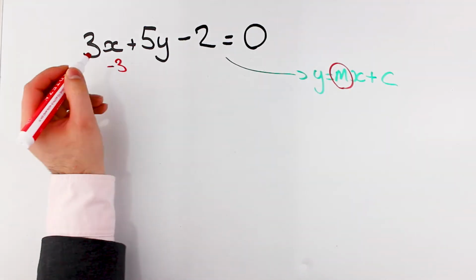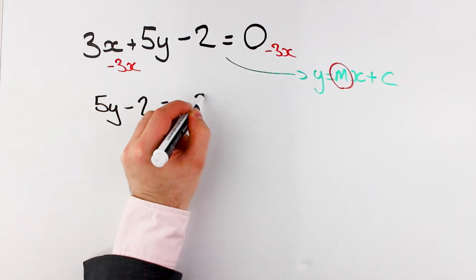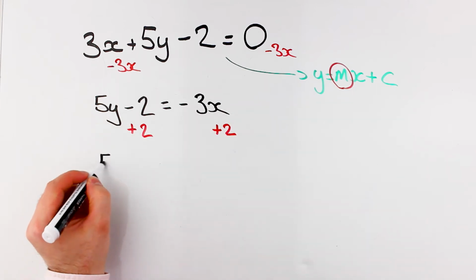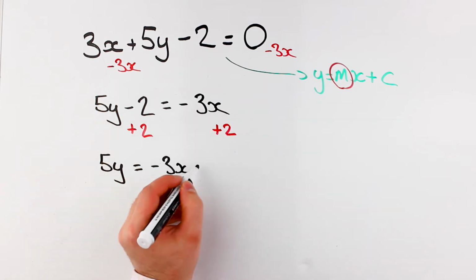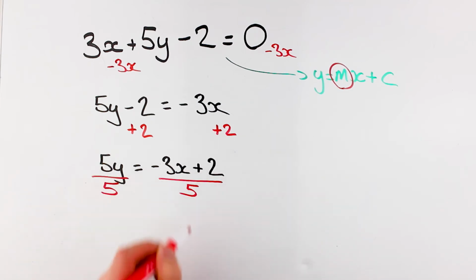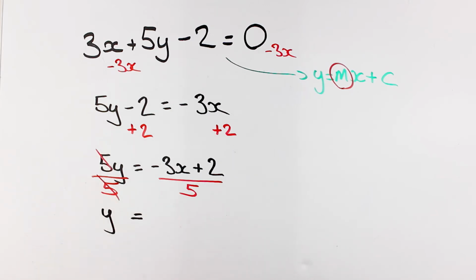Let us take away 3x on both sides. We then get 5y take away 2 is equal to minus 3x. The second thing we are going to do is add 2 on both sides since we have a minus 2. After that, we get 5y equals minus 3x plus 2. And finally, we divide both sides by 5. So 5y divided by 5, that cancels out to just y. On the right hand side, we get that equal to minus 3x over 5, which is just minus 3 over 5x, plus 2 over 5. That means our gradient is the number in front of x, which is that minus 3/5. And that's the answer to part A.